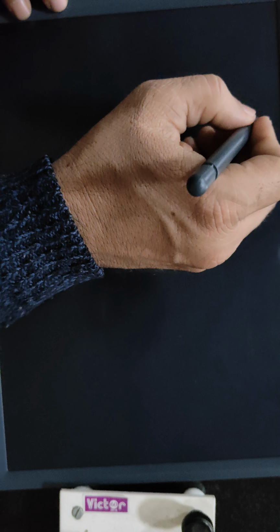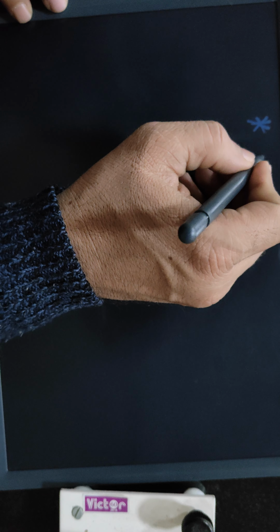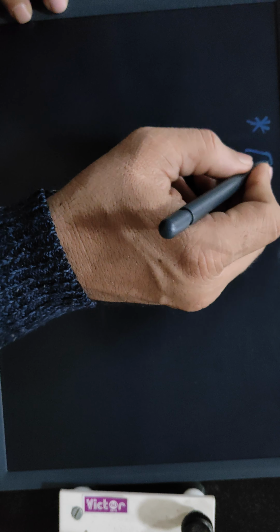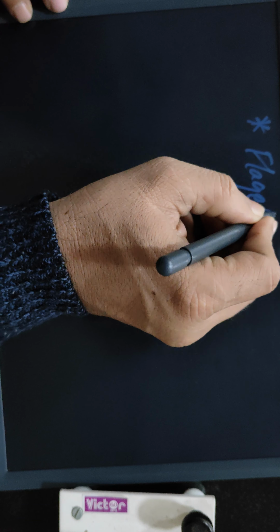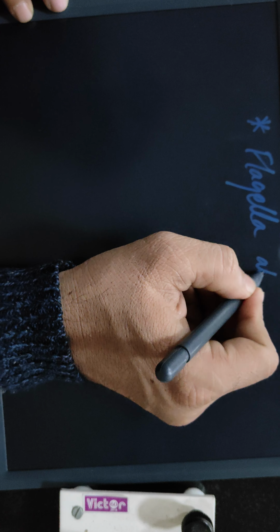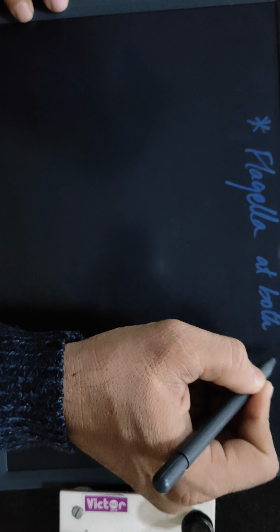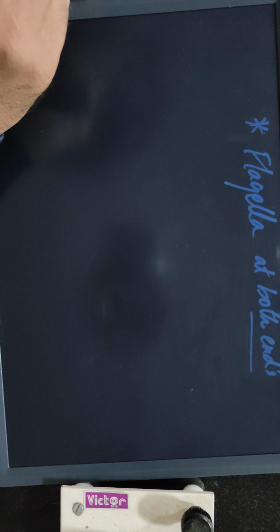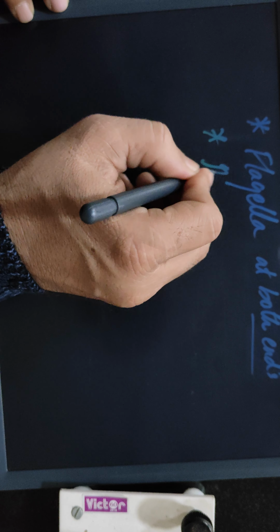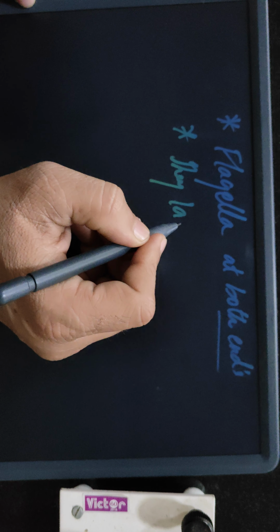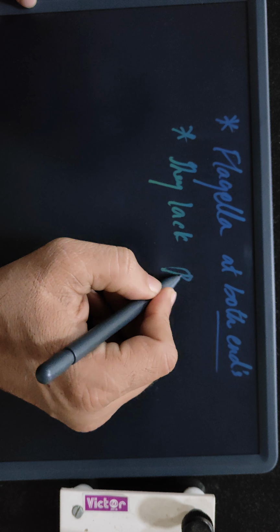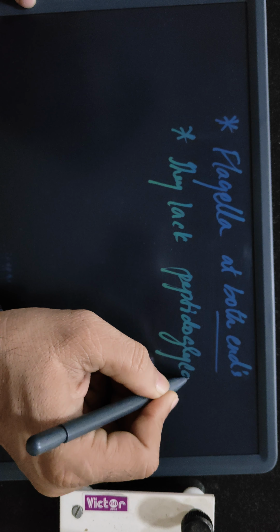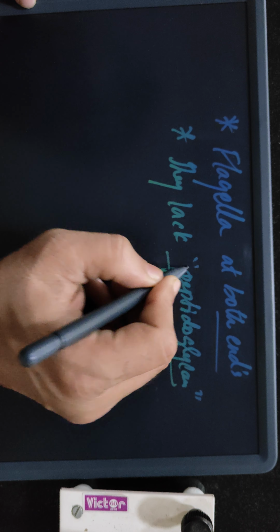So along with this, let us see some of the characteristics of this spiral shaped bacteria. The first characteristic is presence of flagella at both ends in some cases, and they lack peptidoglycan. Important point to remember.